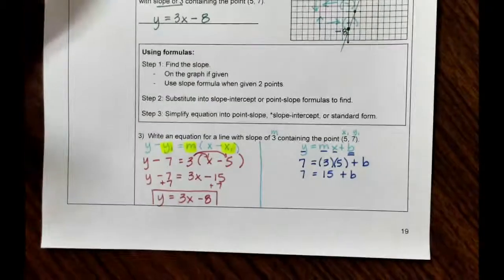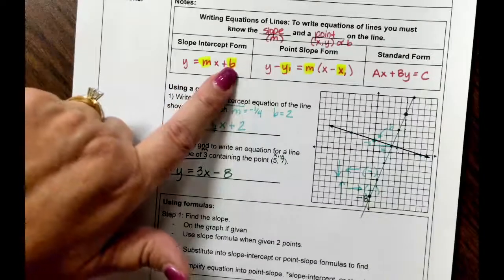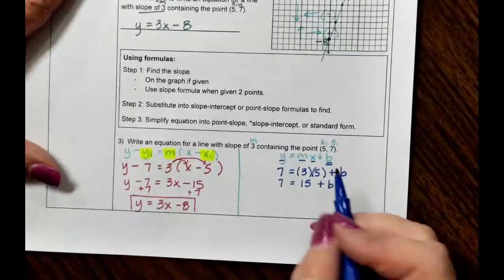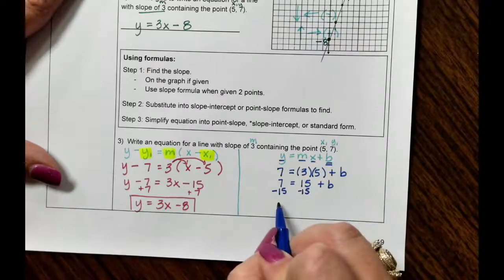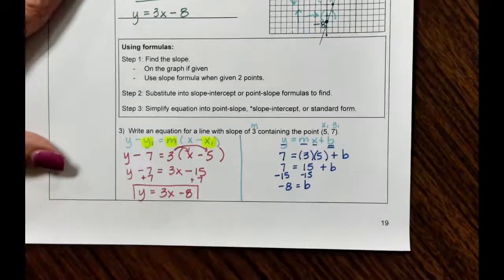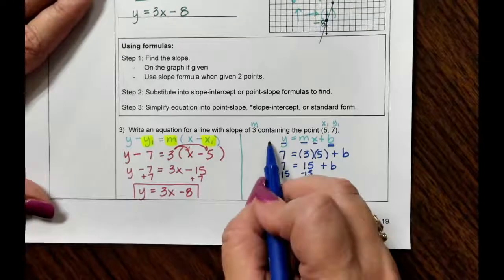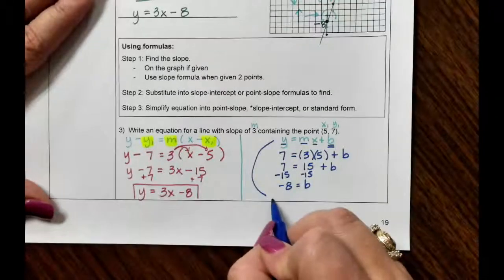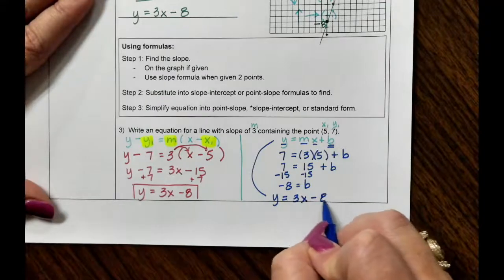That was the one thing I was missing because in every equation, when you write the equation in slope-intercept form, you're going to have a number where the m is and you're going to have a number where the b is. So we need that b. So I subtract 15 from both sides and I get negative 8 is equal to b. So now we have our slope and our y-intercept. I need to go back and rewrite the equation now with the slope and the y-intercept. y equals 3x minus 8.